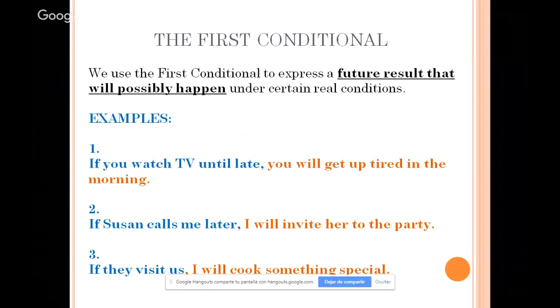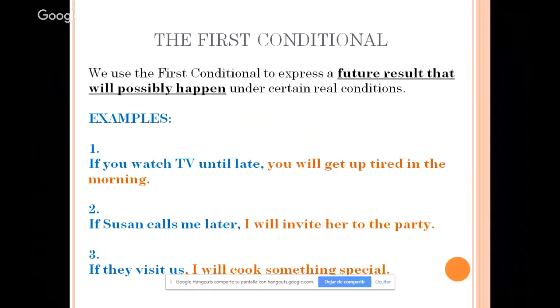Okay, real situations. Number two, if Susan calls me later, I will invite her to the party. The condition is in the blue color: if Susan calls me later. The result that will possibly happen is in orange: I will invite her to the party. Number three, if they visit us, I will cook something special.